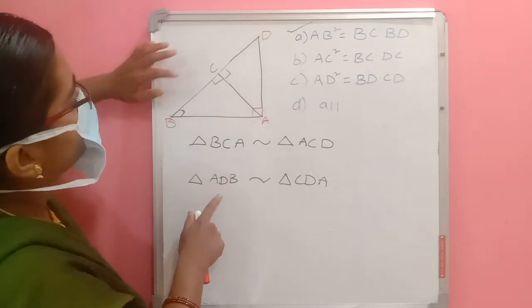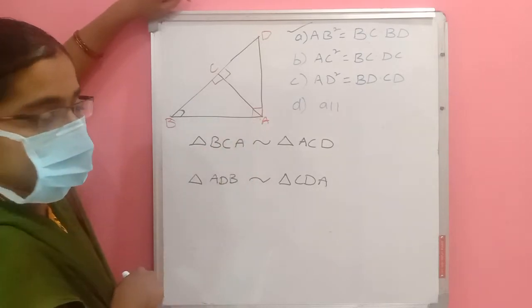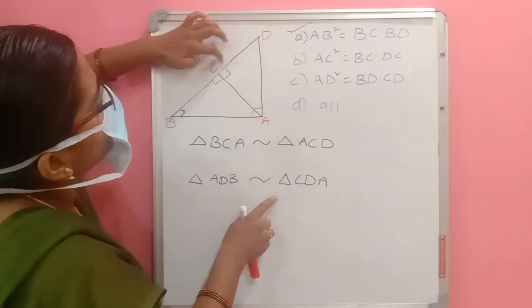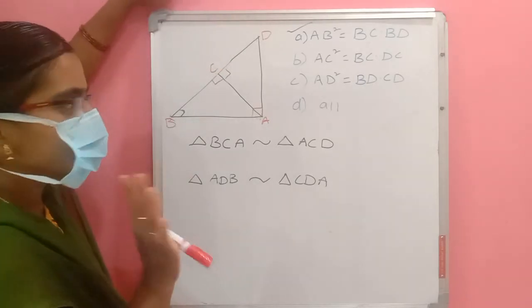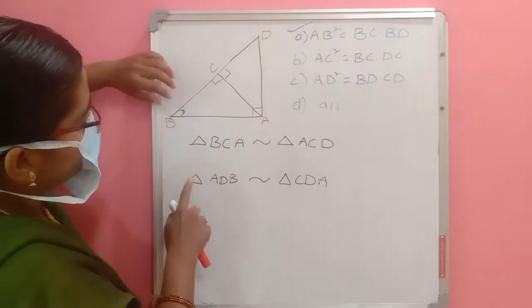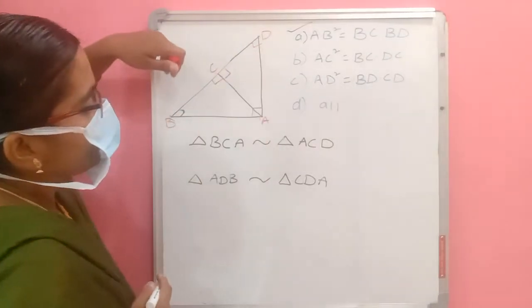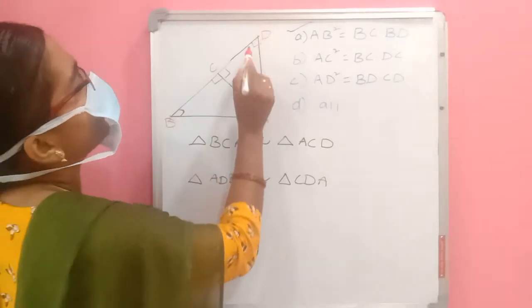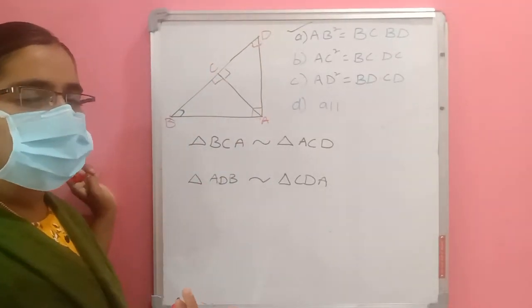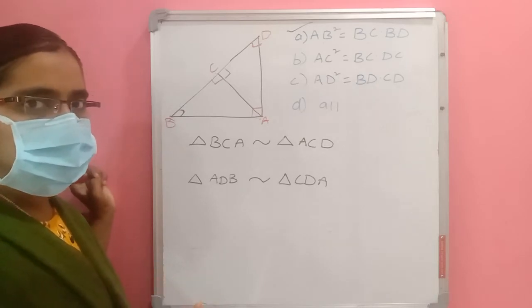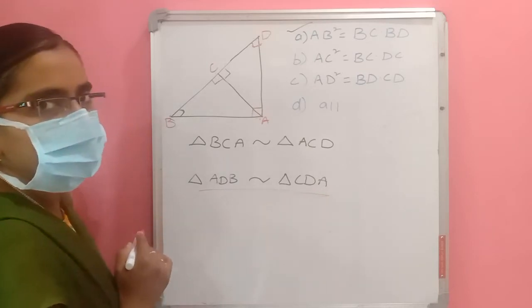In triangle ADB, angle A is 90 degrees and in triangle CDA, angle C is 90 degrees. One angle is the same. And next, in triangle ADB we have angle D, and in triangle CDA, angle D. So, one angle is common, which means two angles are equal. When two angles are equal, the third angle is also equal. According to the AAA criterion, these two are similar triangles.